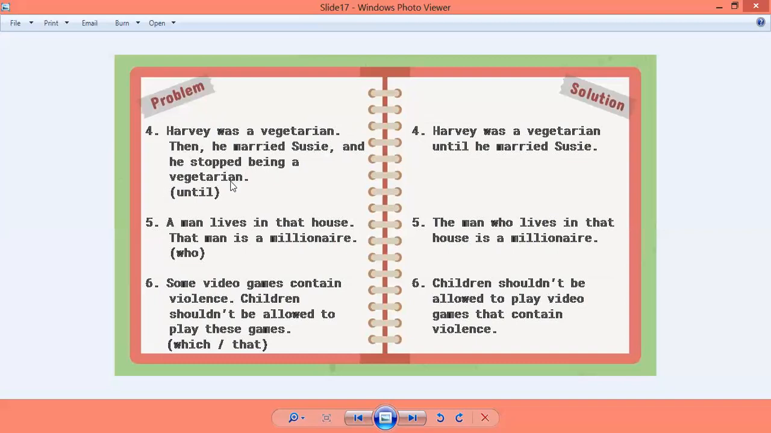हार्वी जो था वो वेजिटेरियन थे, फिर उन्होंने सूजी से शादी की और उन्होंने वेजिटेरियन होना बंद कर दिया. Then what are we supposed to use? Until use करके हमें सेंटेंस को ज्वाइन करना है और अल्टीमेटली हमारा सेंटेंस छोटा हो जाएगा. हाँ, Harvey was a vegetarian until he married Susie. तो जो ये last part है, he stopped being a vegetarian, वो पूरा until में ज्वाइन हो गया. राइट? हार्वी वेजिटेरियन थे सिर्फ तब तक जब उन्होंने सूजी के साथ शादी की. I hope that is clear. You can read 5th and 6th right now, and I'll change the slide now.